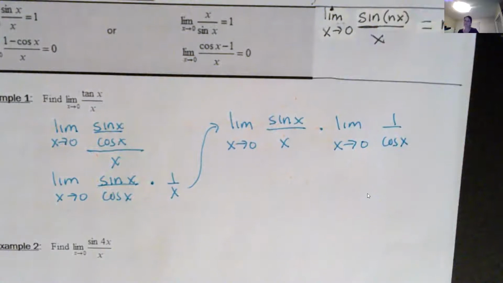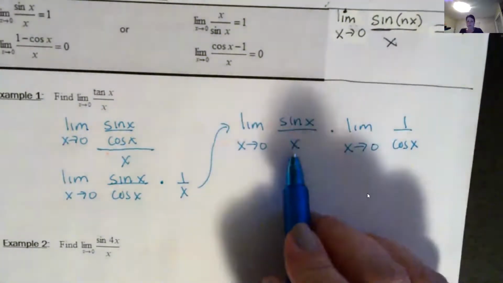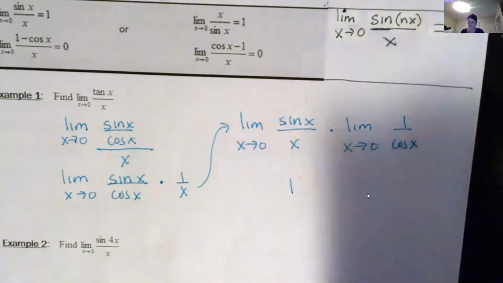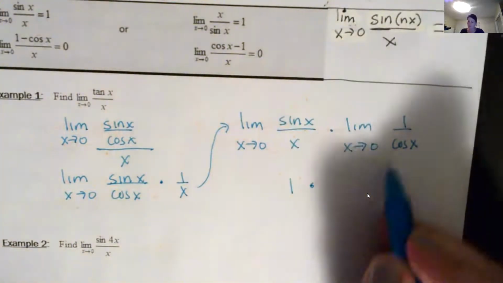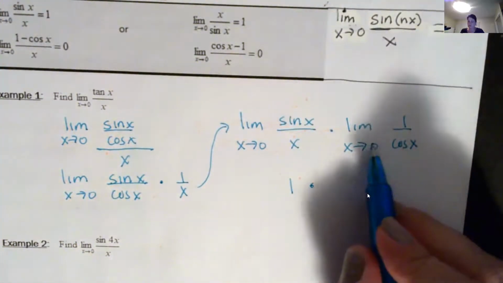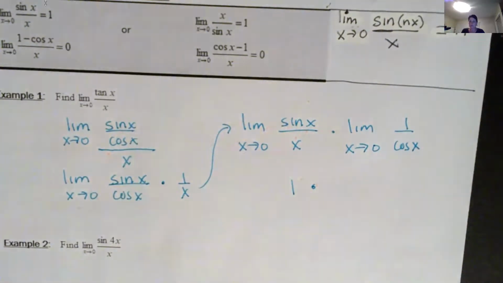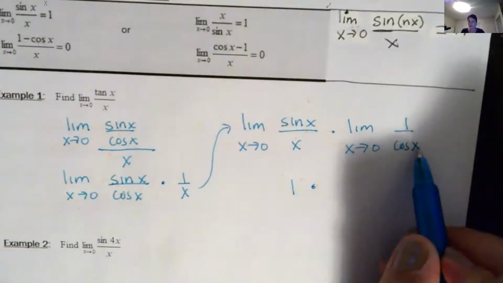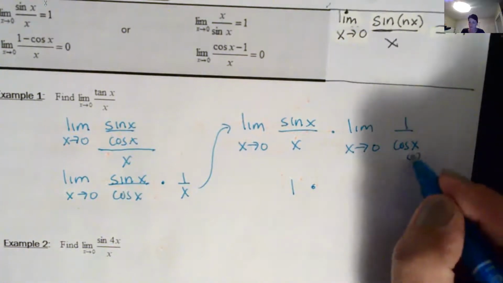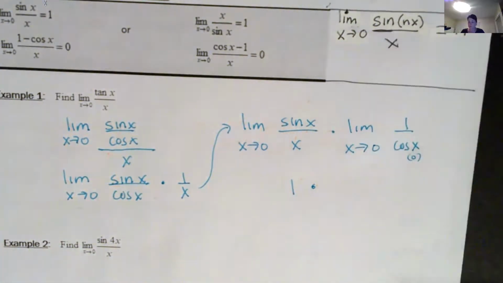Let's see what we can do. Well, we know this. This is 1. This we can evaluate. When I plug 0 in here, I get 1, right? So cosine of 0 is 1.